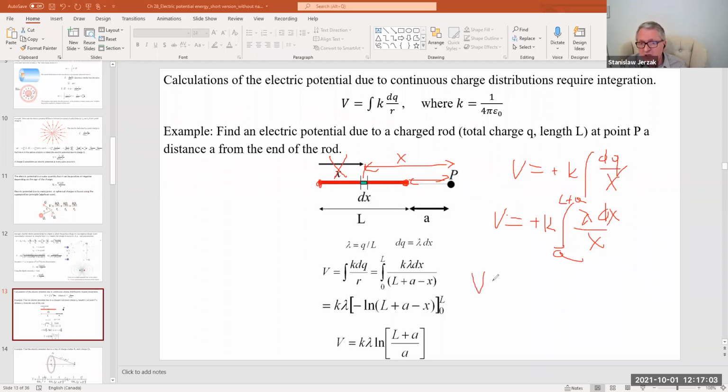And the final result would be, of course, the same. It would be k lambda ln of x, and limits of integration would be from a to L plus a. So when you substitute, then of course you get the same result. Okay, so I clarified that you can, of course, designate the variable in two different ways in this particular case. So any questions?